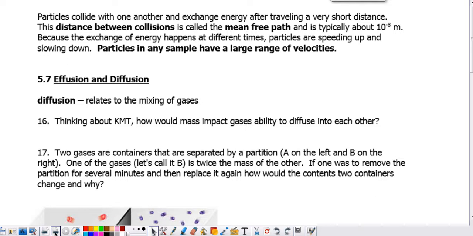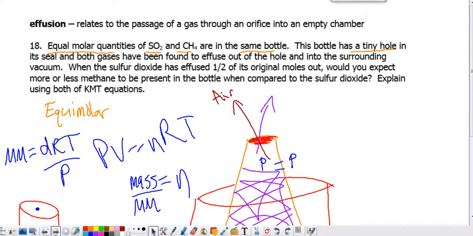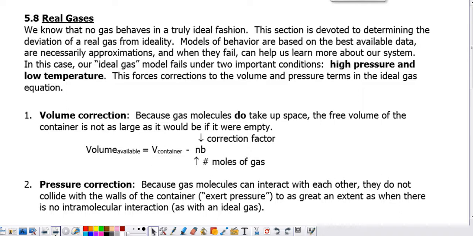Alrighty, that is actually all we're going to talk about right now. When I come back, we're going to talk about diffusion, effusion, and we're going to talk about deviations from the ideal gas law. Now it's time to get ready for your quiz.